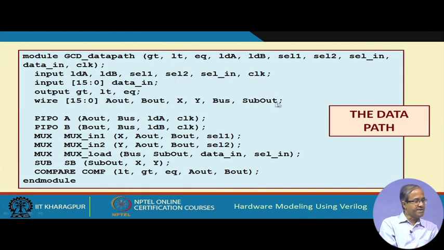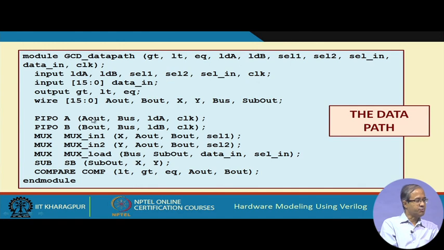And these intermediate signals A out, B out, X, Y, bus and the output of the subtractor are all assumed to be 16-bit buses of type wire. Now, just as in the schematic we have seen, we use 2 registers A and B, 3 multiplexers, 1 subtractor and a comparator. So, we have just instantiated that many functional blocks here. Parallel in, parallel out is a register we have already defined; I will show it.